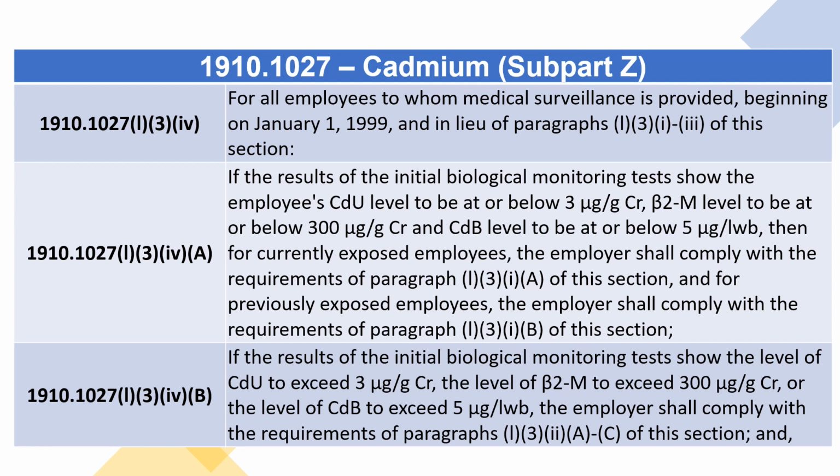1910.1027 (l)(3)(4): For all employees to whom medical surveillance is provided, beginning on January 1, 1999, and in lieu of paragraphs (l)(3)(i) through (iii) of this section. 1910.1027 (l)(3)(4)(a): If the results of the initial biological monitoring tests show the employee's CDU level to be at or below 3 µg/gCr, beta-2M level to be at or below 300 µg/gCr and CDB level to be at or below 5 µg/LWB, then for currently exposed employees, the employer shall comply with the requirements of paragraph (l)(3)(i)(a) of this section, and for previously exposed employees, the employer shall comply with the requirements of paragraph (l)(3)(i)(b) of this section.